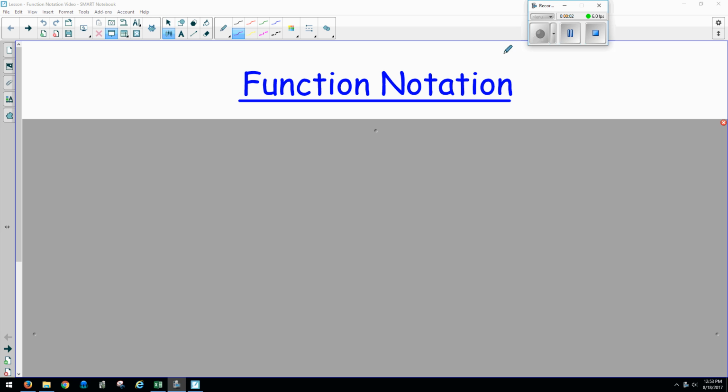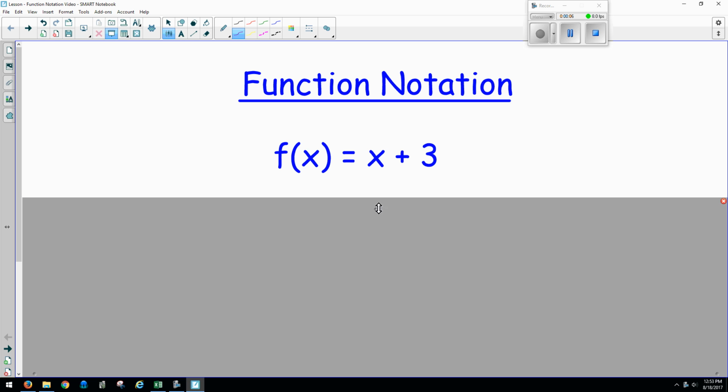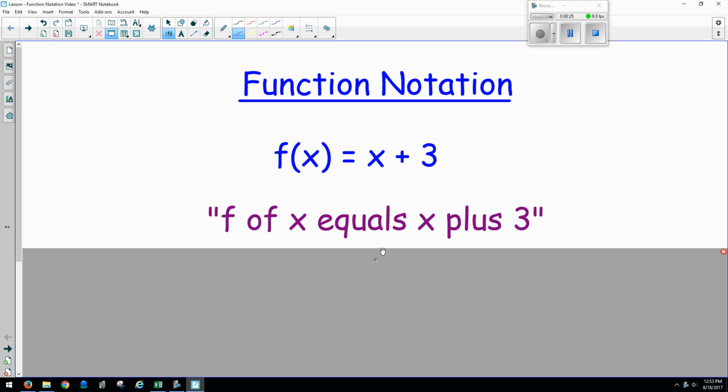Today we're going to be talking about function notation. And here's what I mean by that. Take a look at what's written right here. The way we would say this is f of x equals x plus 3. So you may be used to seeing a y here instead of f of x, but it's really saying the same thing. So go ahead and write down how you would say that.